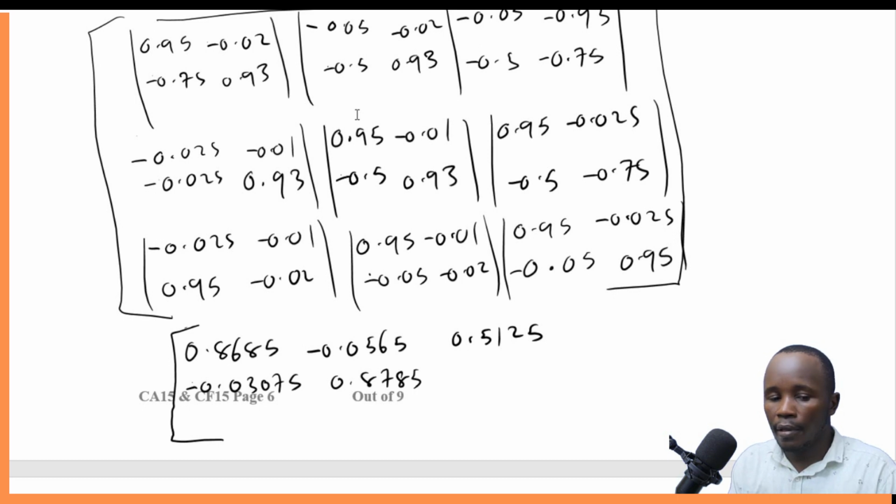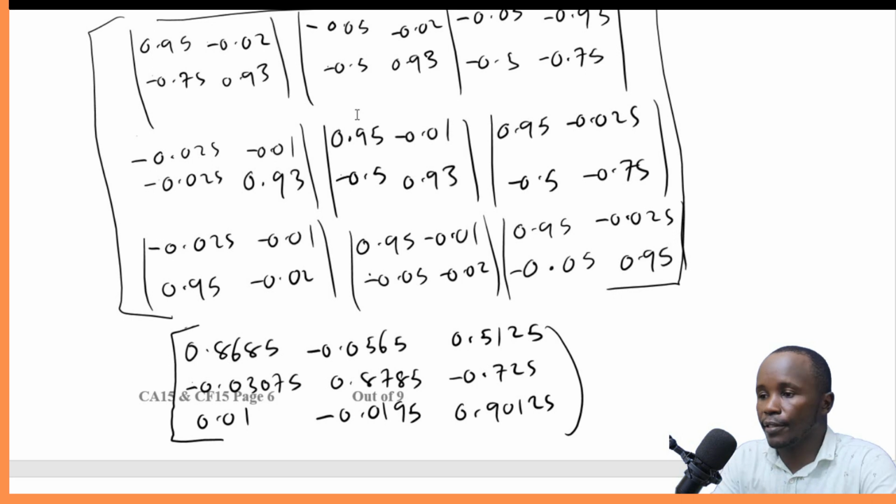8.8785, and then negative 0.07, it's negative 0.725, 0.01, negative 0.0195, and 0.90125. What am I saying here? Let me pick the last one, for instance. This 0.95 times 0.95, that is the diagonal, minus, in brackets, negative 0.05 times negative 0.025, close the bracket. You get 0.9025. So those are the determinants. So they give you the minor matrix.